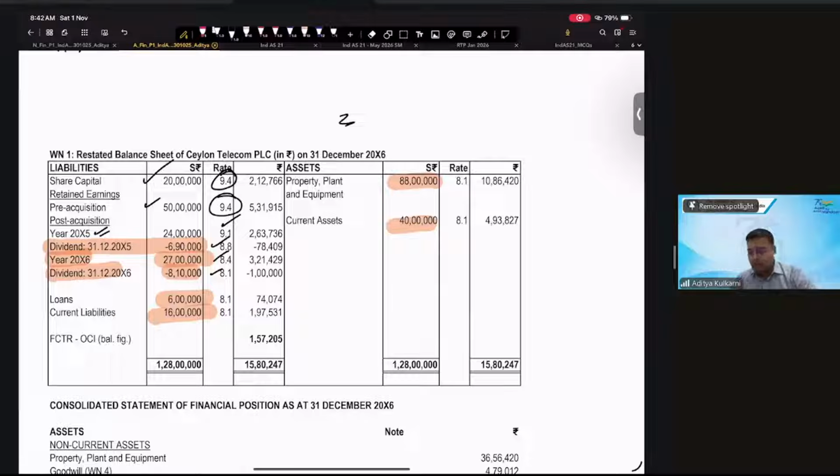Then all other items we will be converting using the closing rate. So 8.1, 8.1, 8.1, 8.1. We convert everything and arrive at your FCTR of 1,57,205. Anybody has any doubts now?